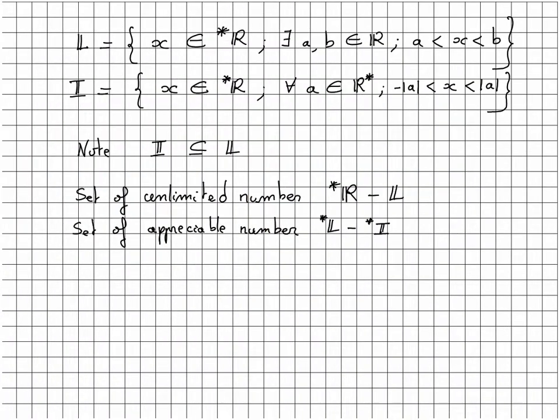Here is how we are going to write the set of limited and infinitesimal numbers. We note that I is a subset of L. If we want, we could also write the set of unlimited numbers as the set of hyperreal numbers from which we remove all limited numbers. And we can write the set of appreciable numbers as the set of limited numbers from which we remove the set of infinitesimals. And here I made a mistake. There is no need for the stars that are here.